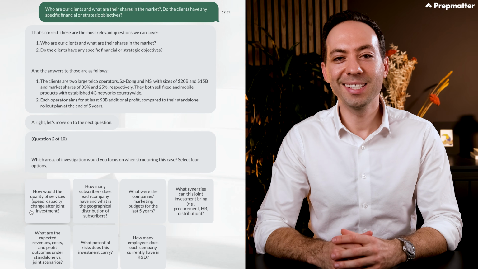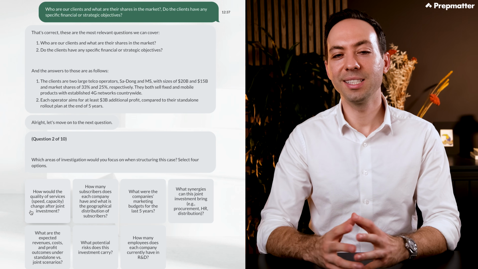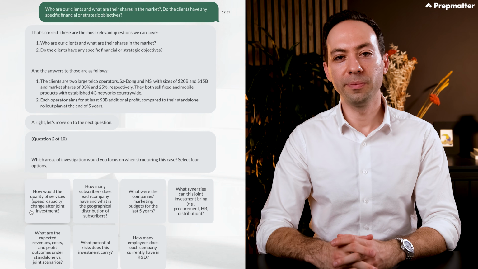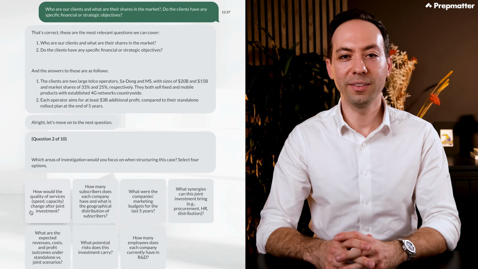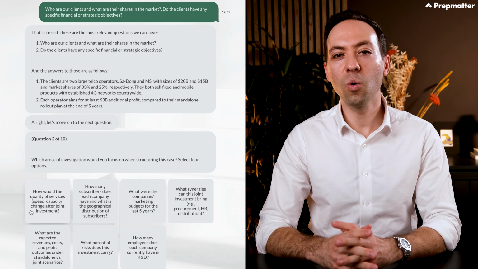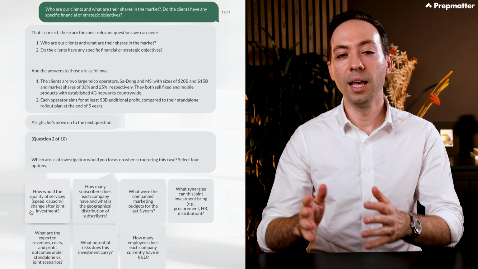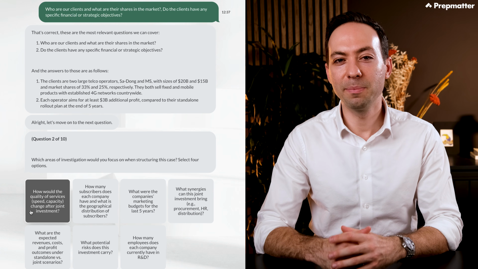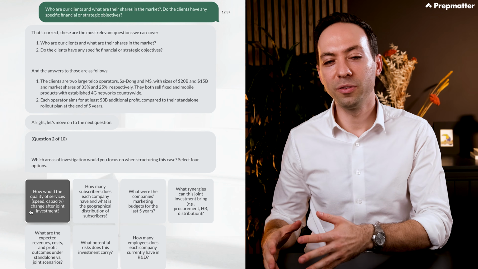Which areas of investigation would you focus on when structuring this case? Select 4 options. This is a typical framework question, though we should only pick the most relevant ones. How would the quality of services, such as speed and capacity, change after joint investment? Let's pick this, as better quality may indicate a higher profit potential.